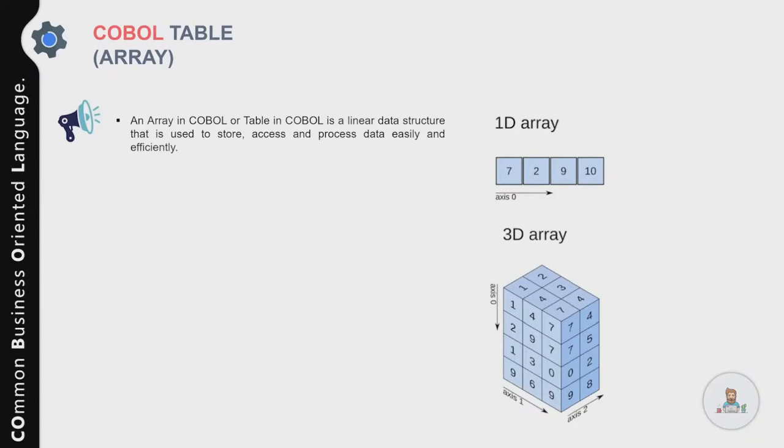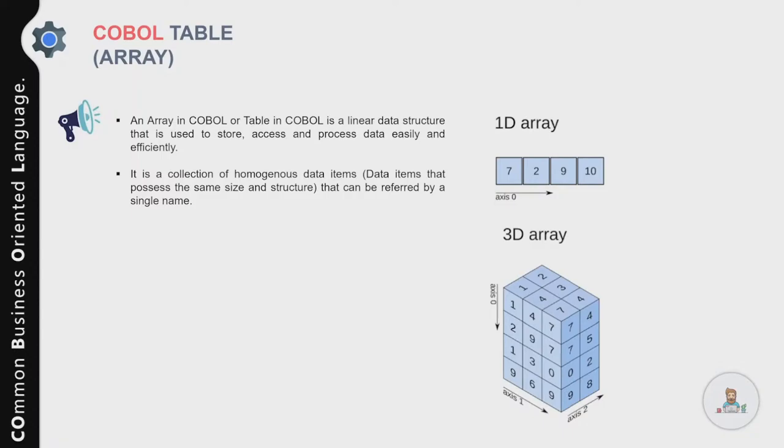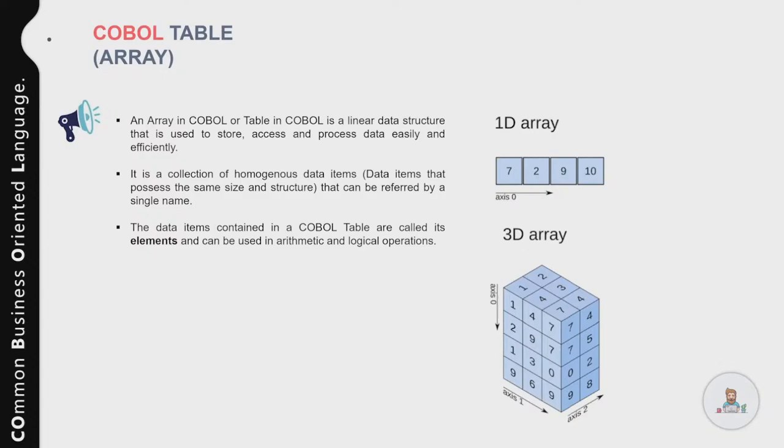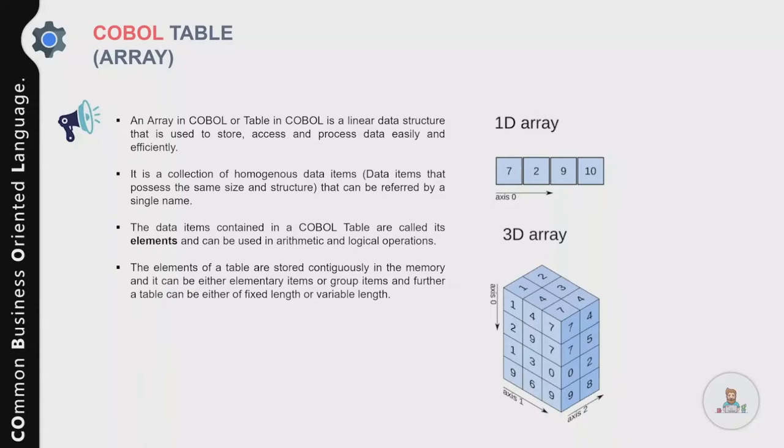So by definition, an array in COBOL, or table in COBOL, is a linear data structure that is used to store, access, and process data easily and efficiently. It is a collection of homogeneous data that can be referred to by a single name. The data items contained in a COBOL table are called its elements and can be used in arithmetic and logical operations.